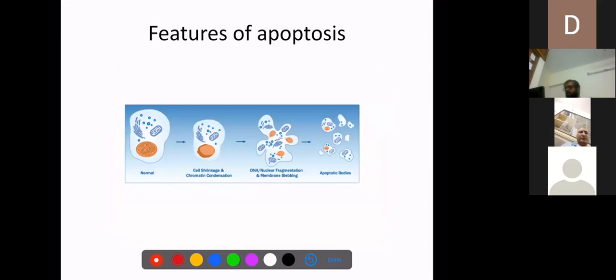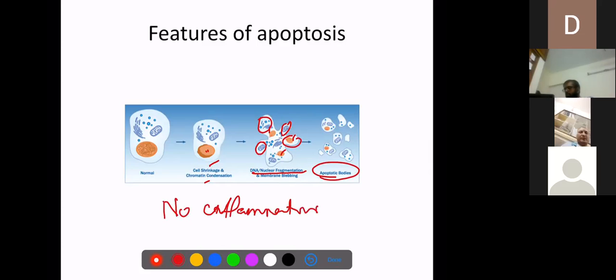So this is a normal cell. Once apoptosis is started, the cells start to shrink, and chromatin condensation occurs. Following that, the DNA and nucleus undergo fragmentation, and the membranes bleb off here and there. Finally, the blebbed off membranes go out as apoptotic bodies. So absolutely, there is no inflammation. Just remember that. That is more important.